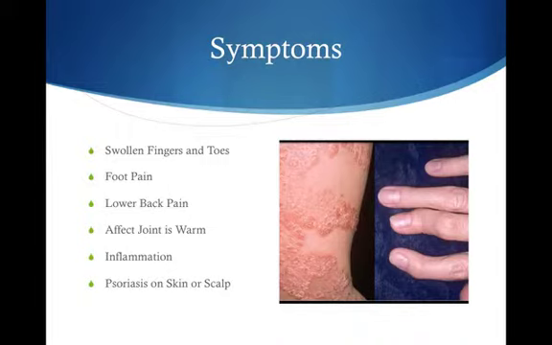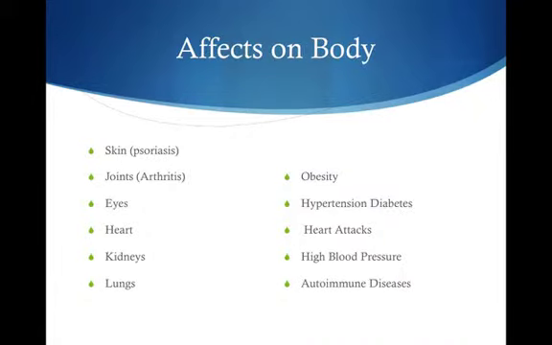Symptoms: you have swollen fingers and toes, known as sausage fingers. You can have foot pain, lower back pain. Your joint will feel very warm, like you've been sitting out in the sun for hours. You'll have inflammation, and it can even rip the skin open. And psoriasis on your skin or scalp. This person in the picture has psoriasis on her skin. It affects any part of the body.